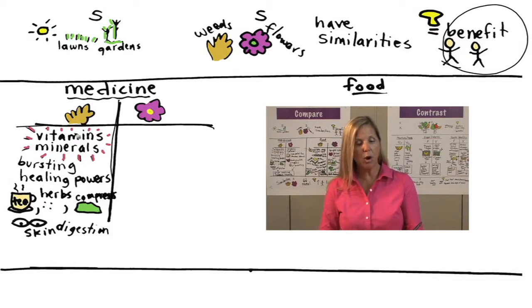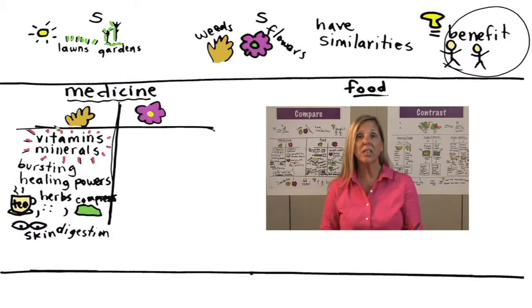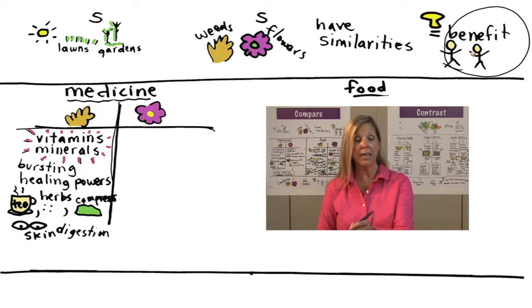Then we went below our weed and we said, what kind of medicines? Let's put all the information we know about weeds being a medicine that benefit people. So we talked about how many weeds have vitamins and minerals, they're bursting with them and they have healing powers. And then we talked about how they could be served as tea, herbs, and they can help your skin, your eyesight, your digestion. We listed the information about a weed being medicine and how it benefits people.